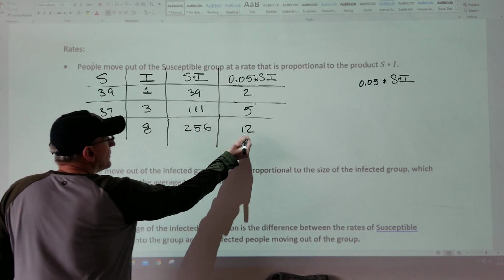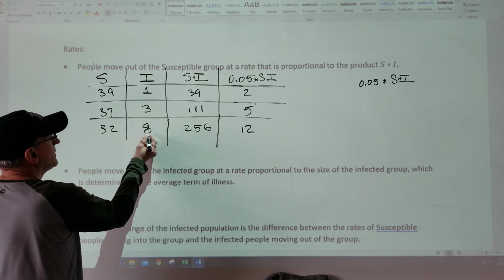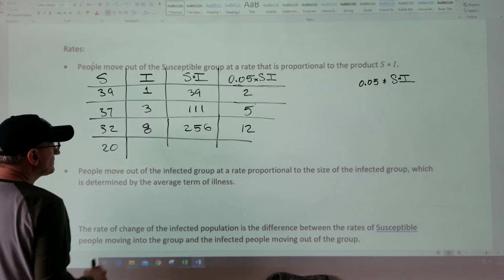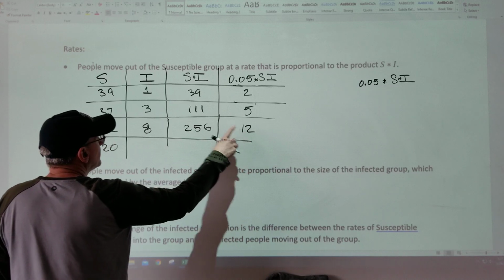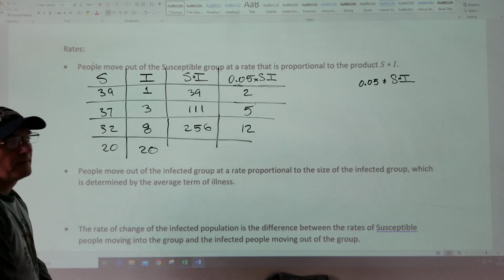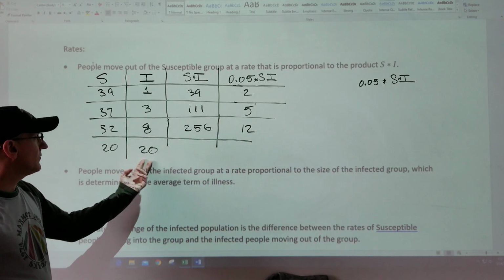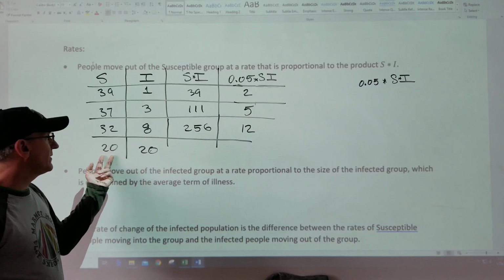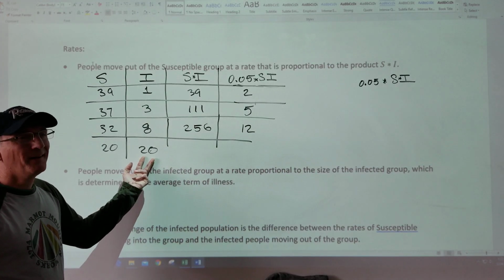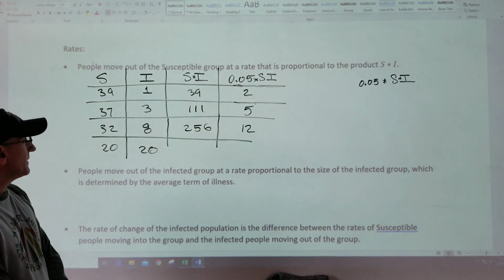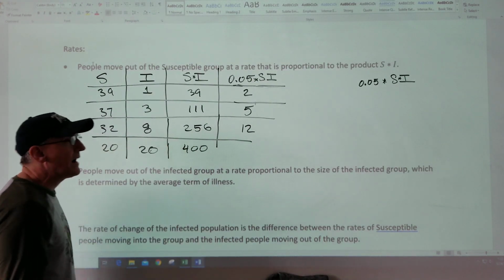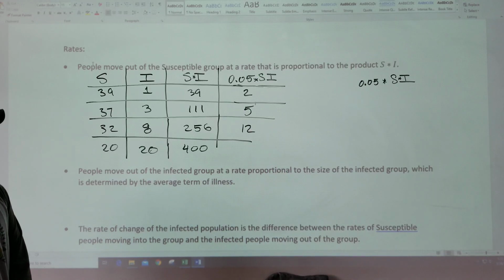So, we have 12 people moving out of susceptible and into affected. Well, 32 minus 12 is 20. And 8 plus 12, right, because they're going from here to here, is 20. Now look at this. This is just the perfect storm. 20 infected, 20 susceptible. Each of these 20 susceptible people will possibly contact 20 infected people. It really drives up the number of infections on this day. So 20 times 20 is 400. 5% of 400 is 20.